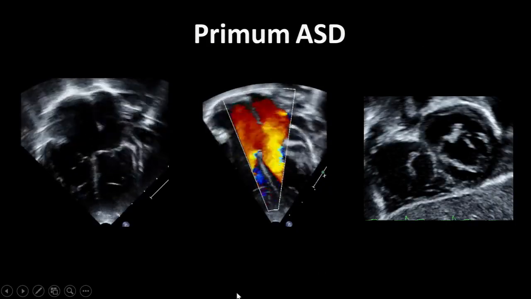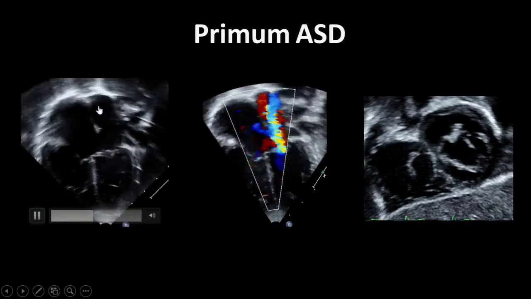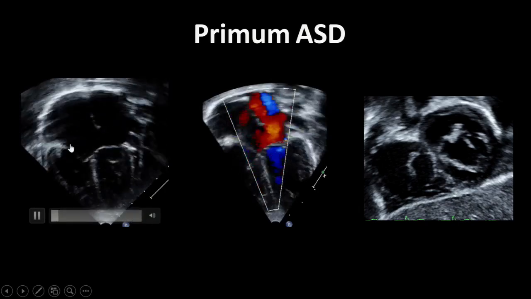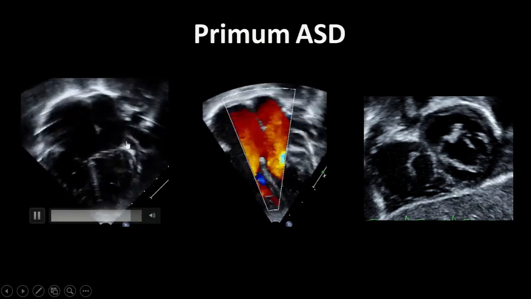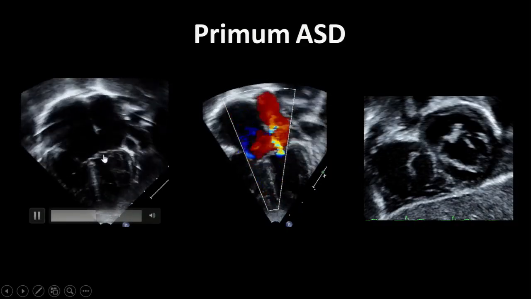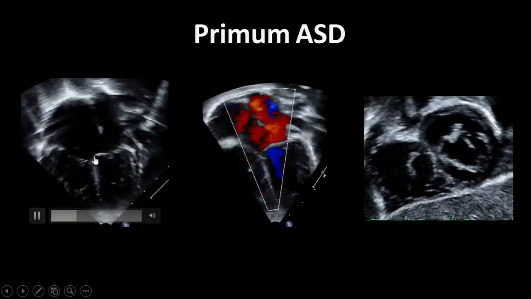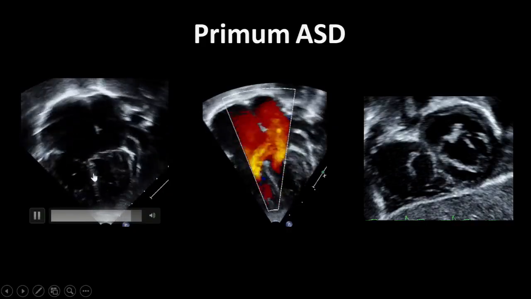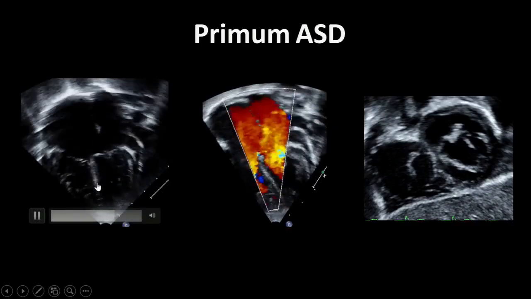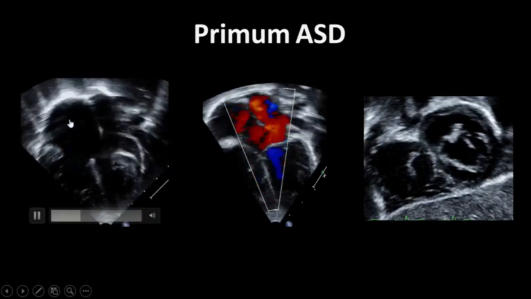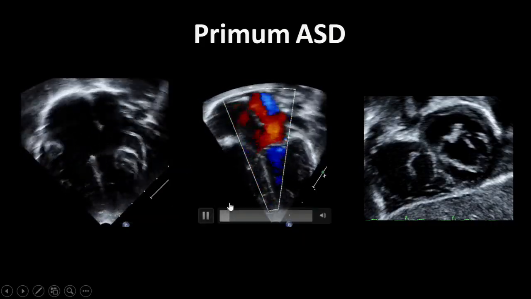All right, primum ASD. Here you can see on the apical view, the defect here, kind of confluent with the crux of the heart right in here. You can see that the hinge points of the AV valves here are now at the same level, as opposed to normally the tricuspid valve hinge point would be more apical. The mitral valve hinge point, you can see it's confirmed by color Doppler. You see the right atrial and right ventricular dilation.